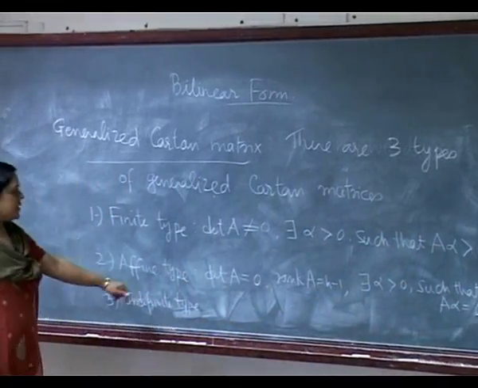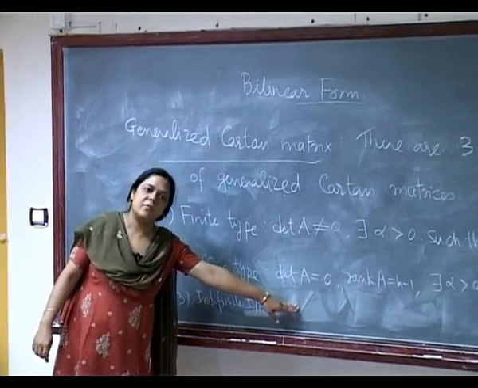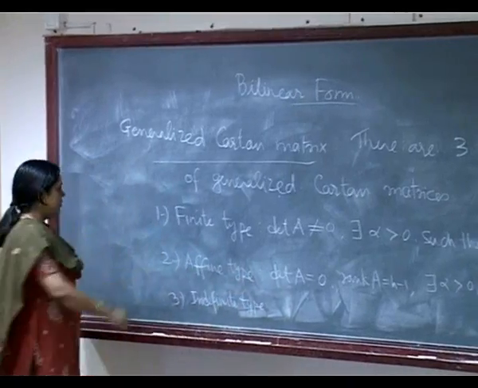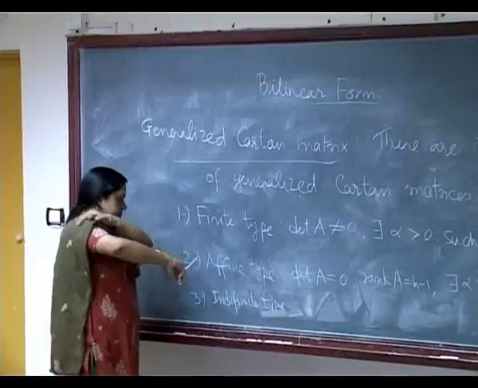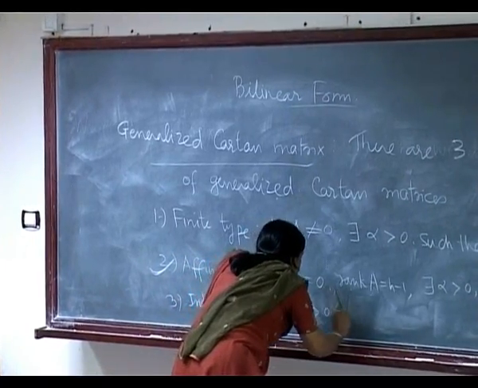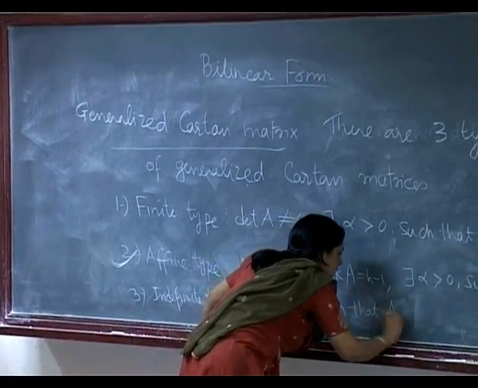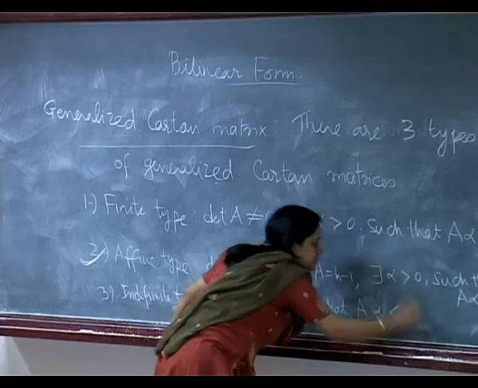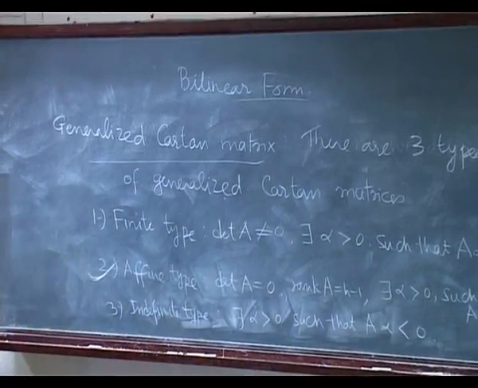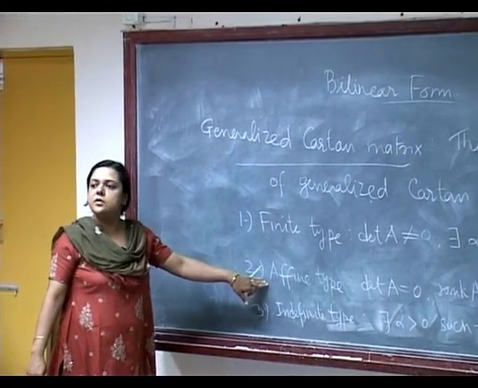And indefinite type: there exists alpha greater than 0 such that A alpha is less than 0. So, we will be talking about this case.